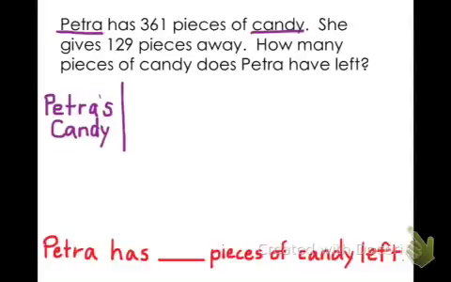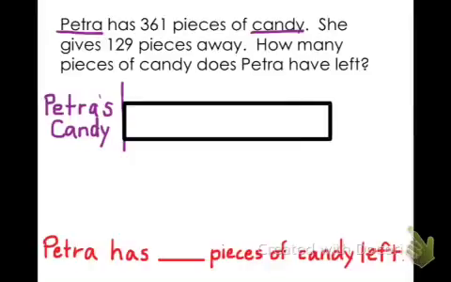I'm going to draw a starting line, and I'm ready to draw my bar now. So I'm going to draw a bar that shows Petra's candy. So Petra has 361 pieces of candy. I'm going to put the 361 at the end of the bar to show that is all of her candy. So I have used that number from the story.